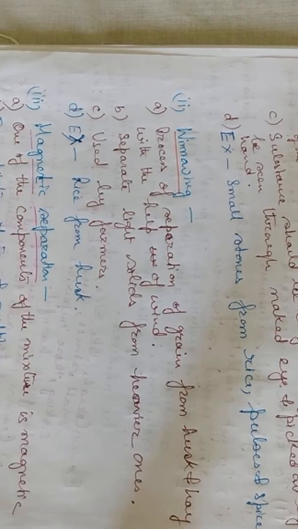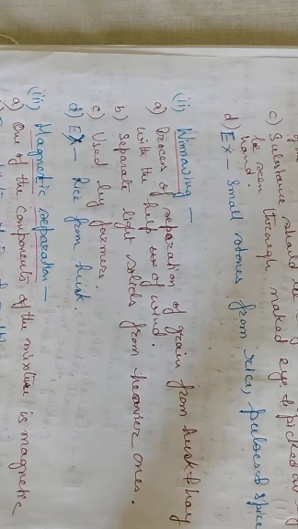Here in this process, one solid should be heavy, and the solids which are to be separated should be light ones. They can easily be blown away by the wind. This winnowing process is generally used by the farmers, like rice is separated from husk.